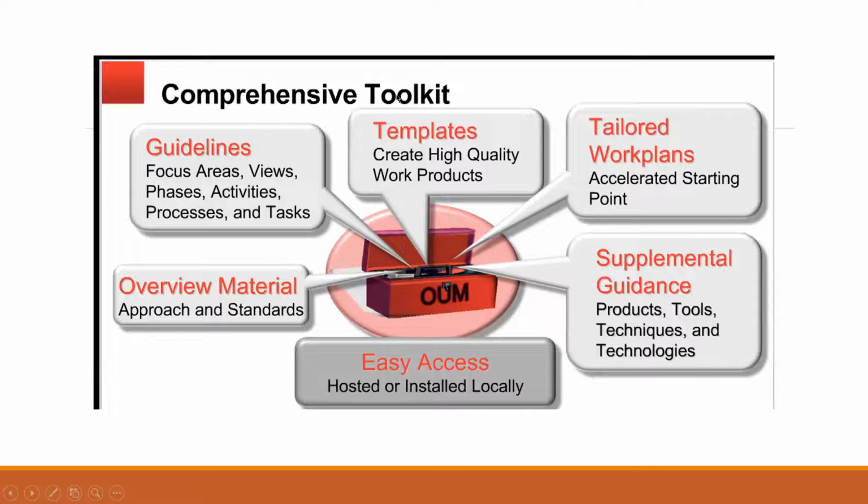Then it is a comprehensive toolkit. What it means is we can have focus areas, phases, activities, processes, and tasks, and high quality work products. There are a lot of templates provided by OUM. OUM is something where we register with Oracle, particularly the partners. Let's say I'm an implementation partner, maybe a diamond or gold partner, for example. There are different partners of Oracle. The moment I enroll, I get a link to download all those templates.